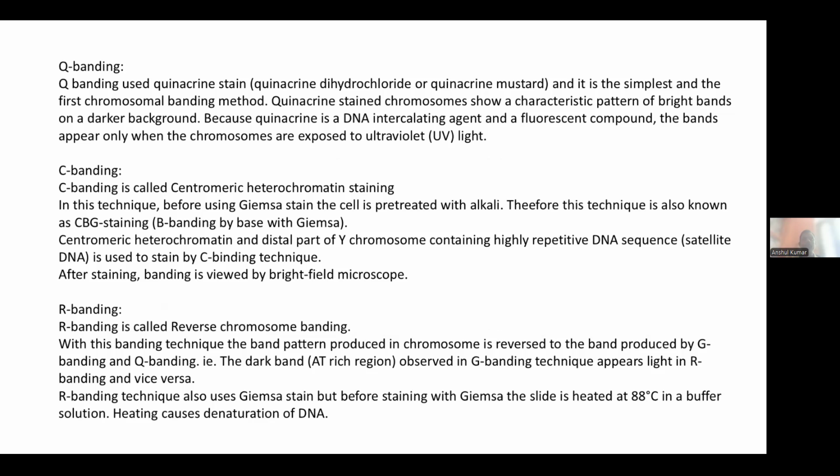But for Q banding, as it is only under the UV light that it will fluoresce, we have to use a fluorescent type of microscope. The only difference is in the chemical: here Giemsa stain is used, and there quinacrine stain.